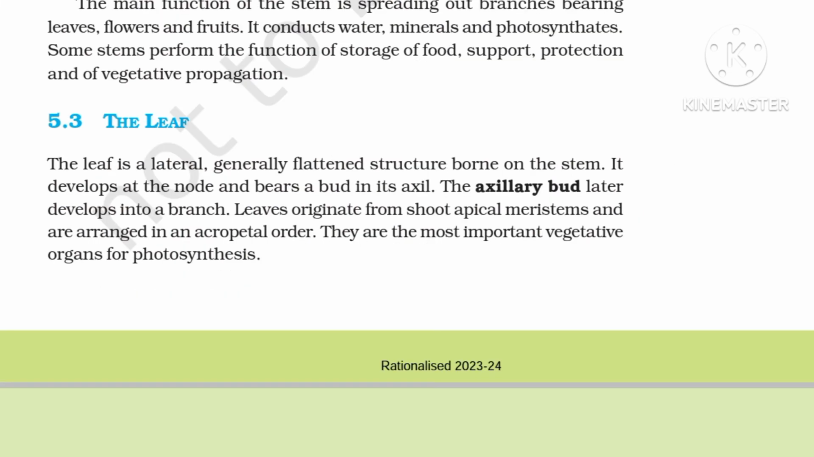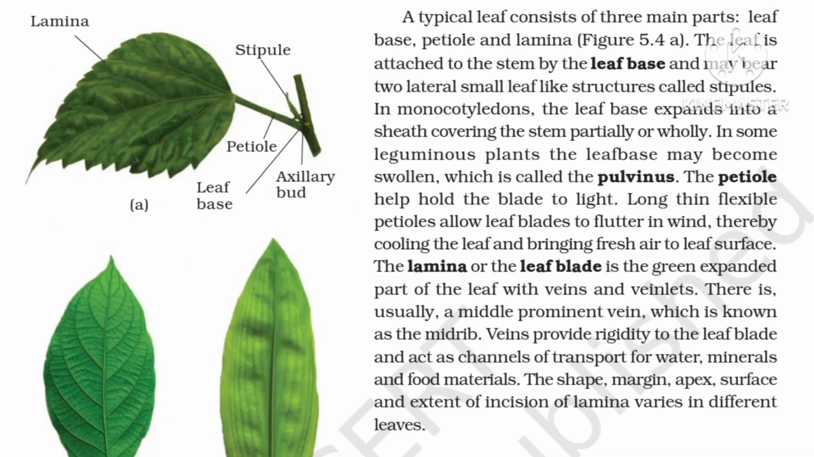The leaf. The leaf is a lateral, generally flattened structure borne on the stem. It develops at the node and bears a bud in its axil. The axillary bud later develops into a branch. Leaves originate from the shoot apical meristem and are arranged in an acropetal order. They are the most important vegetative organ for photosynthesis.